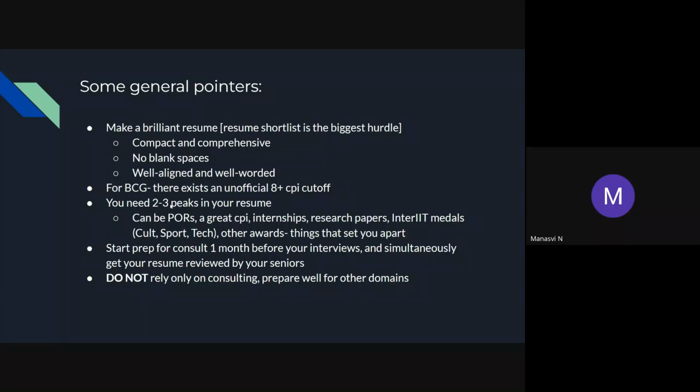Again, as was said, there is something called a peak that exists. You need 2 to 3 peaks. It can be captaincy or coordinatorship or leadership or whatever. Could be a grace CPR. It could be having internships over the summer, projects, research papers, inter-IIT medals, any other awards that could possibly set you apart. And you should have 2 to 3 peaks if you want to get shortlisted. Remember that.